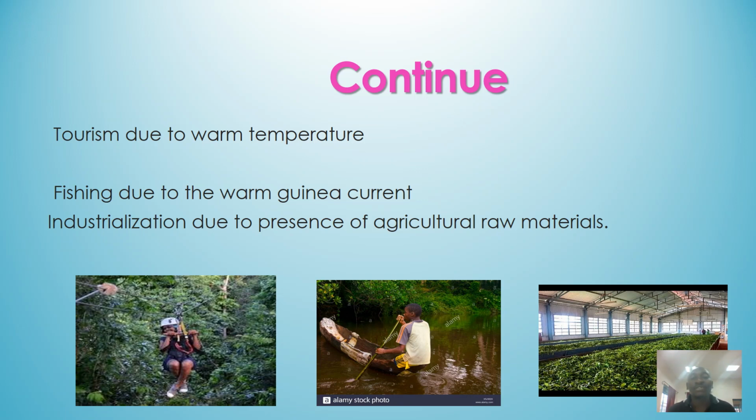Then we'll talk about industrialization. On your bottom right, you can see industrialization, that is tea processing. Industrialization is possible because of the presence of agricultural materials. So you can see some industries like tea processing, coffee processing, and many others.